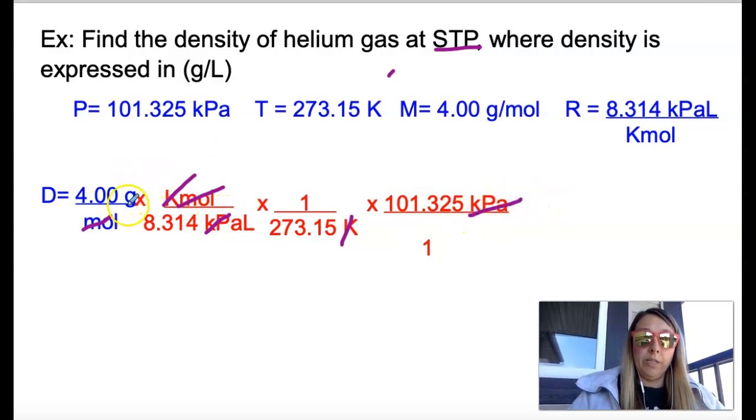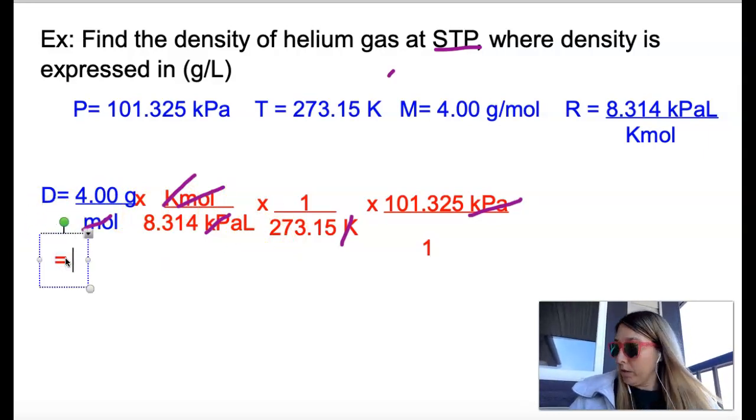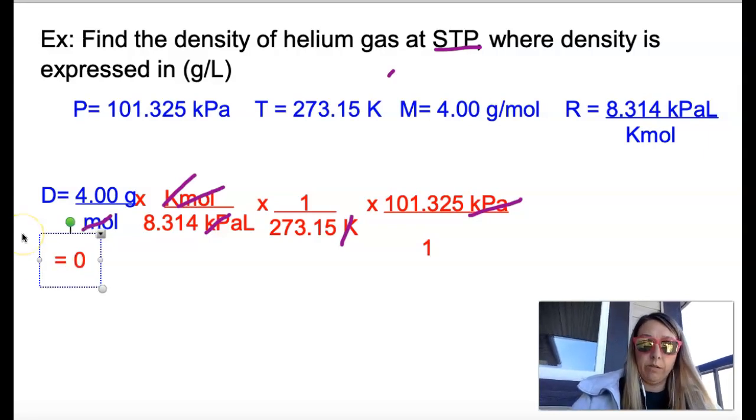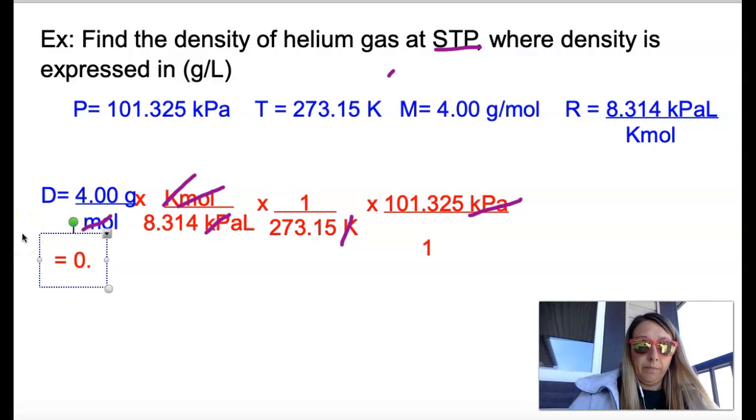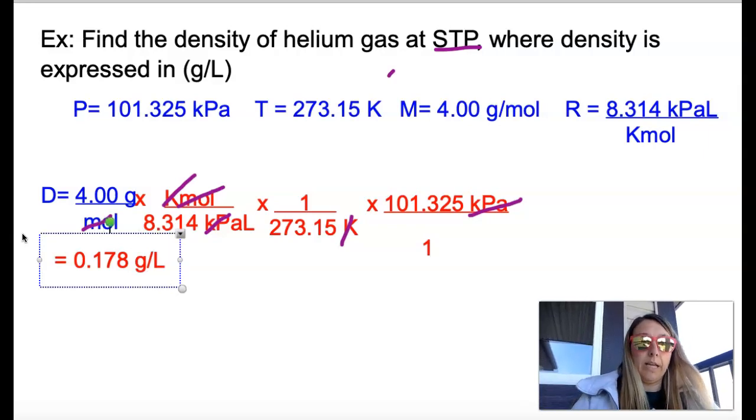Let's have a look at our units. Here's grams and here's over liters. So we have solved for what we were looking for. So let's see, we're going to do 4 divided by 8.314 divided by 273.15 times 101.325. And we get 0.178 grams per liter as our answer.